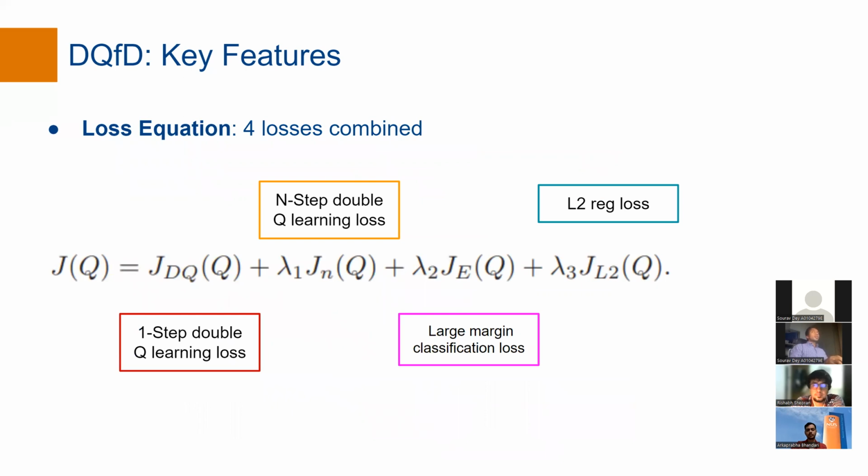The last thing we want to cover is the loss equation. The loss equation is comprised of 4 individual losses here. So the first one is the one-step double Q learning loss. Second is the n-step double Q learning loss. Third is supervised large margin classification loss. And the fourth is L2 regularization loss on the network weights and biases.